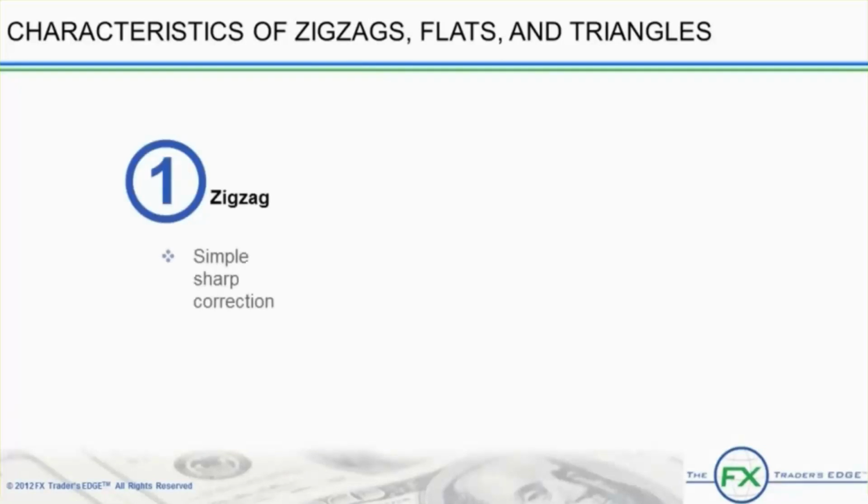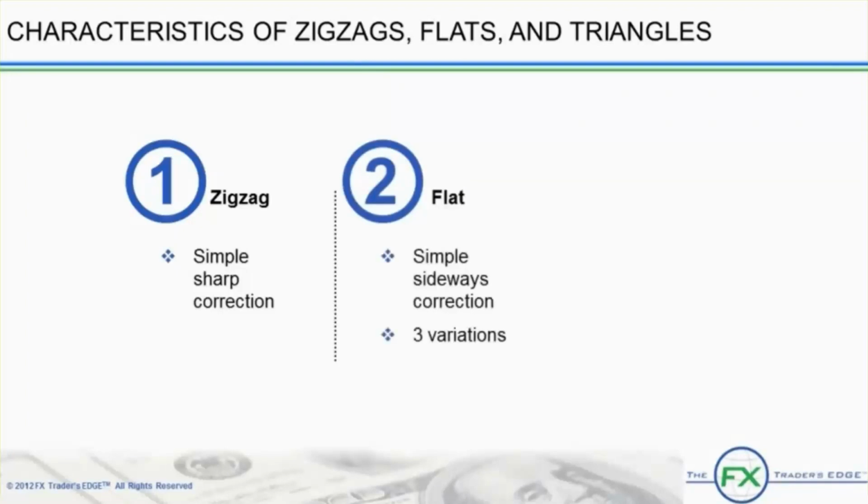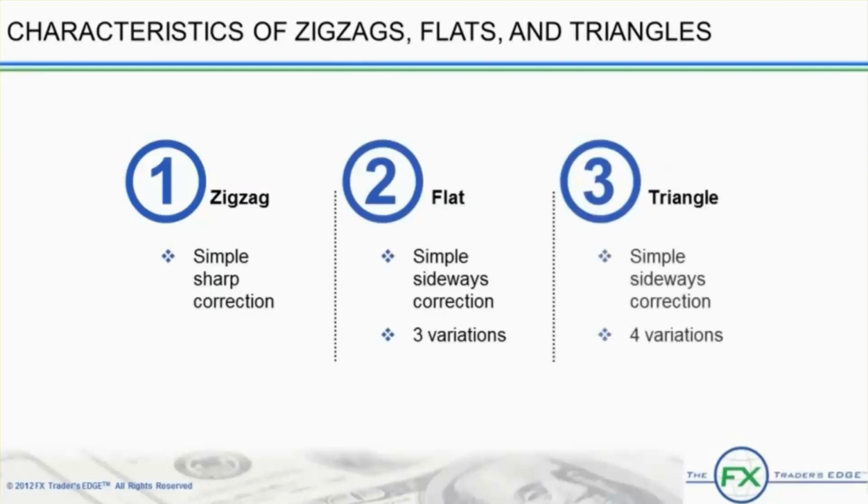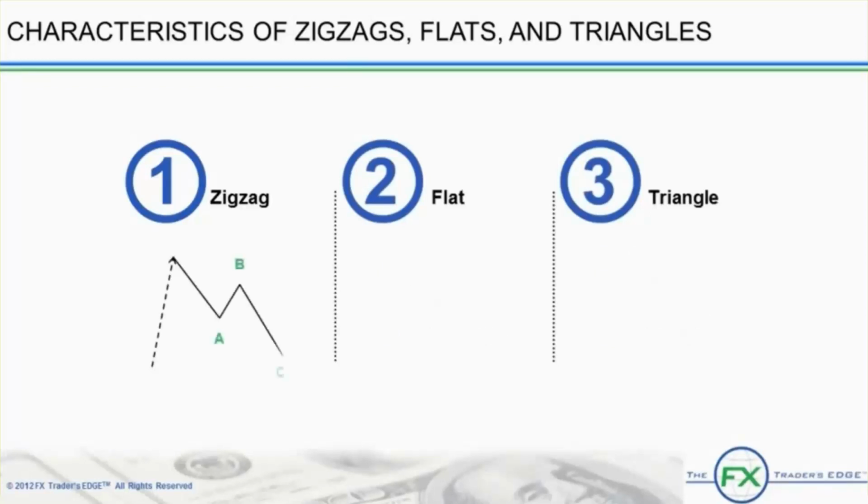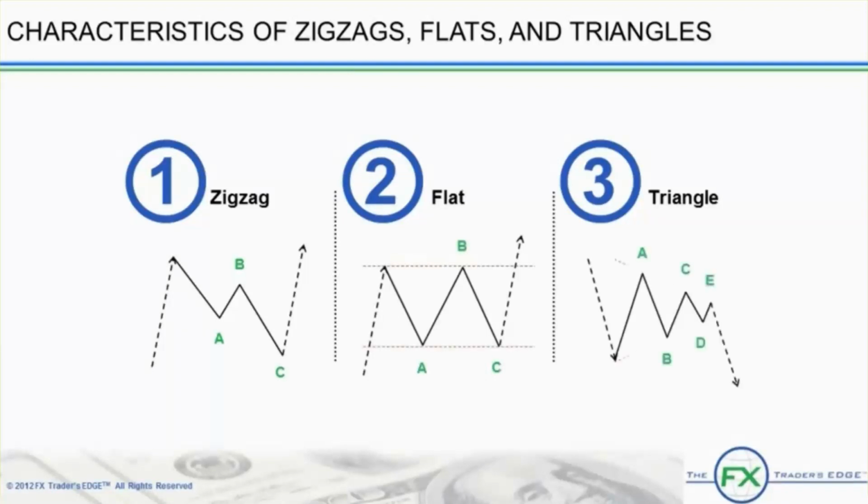Zigzags are characterized as simple, sharp corrections. Flats are characterized as simple, sideways corrections. There are three variations. Triangles are also described as simple, sideways corrections. There are four variations. Notice the simple, sharp correction of the zigzag. Notice the sideways movement of the flat. Notice the sideways five-leg sequence of the triangle. How would you like to be able to identify these patterns in the market as they are unfolding?